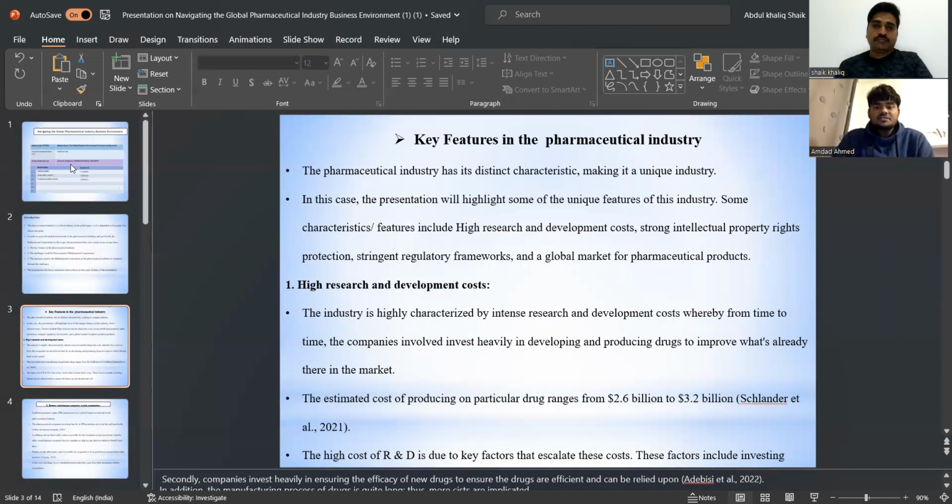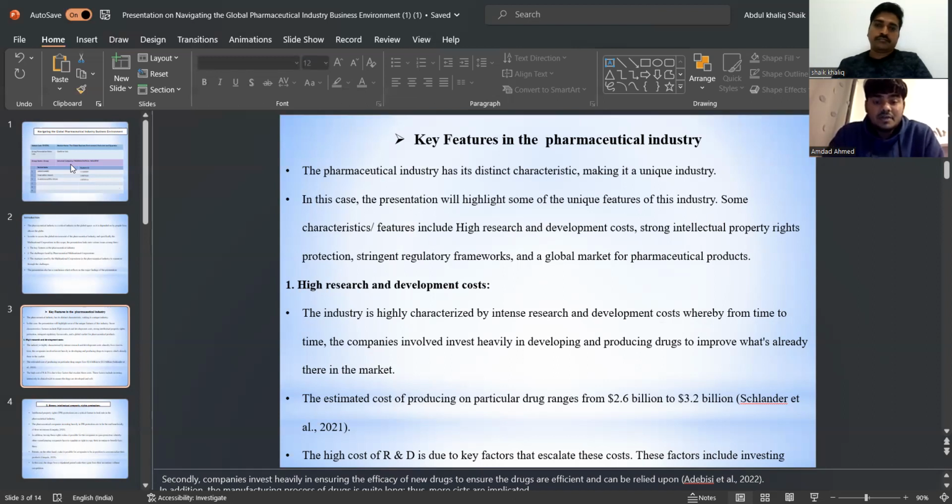Key features in the pharmaceutical industry. The pharmaceutical industry has its distinct characteristics, making it a unique industry. In this case, the presentation will highlight some of the unique features of this industry. Some characteristics or features include high research and development cost, strong intellectual property rights protection, stringent regulatory frameworks, and a global market for pharmaceutical products.